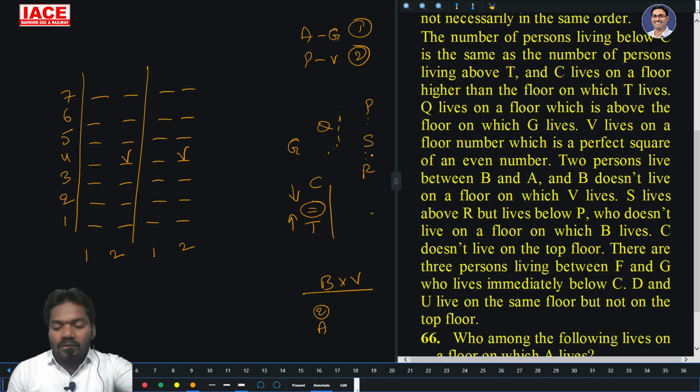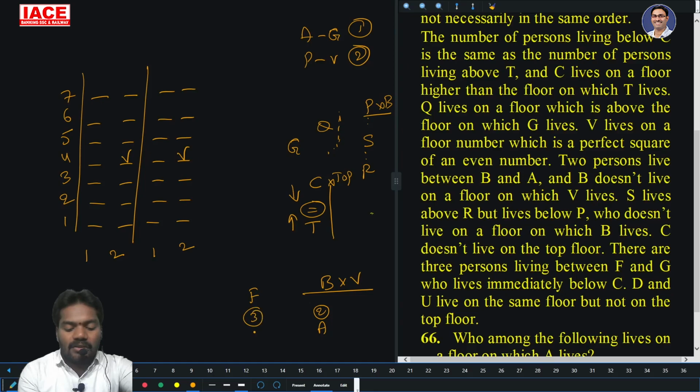Who does not live on the floor on which B lives? So B and P are also not on the same floor. C does not live on the top floor. Then there are 3 persons between F and G, who lives immediately below C. So G is immediately below C.